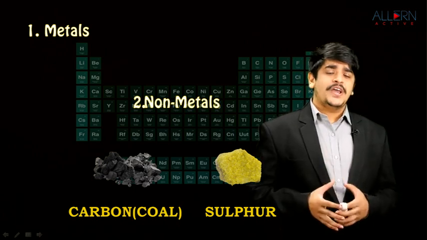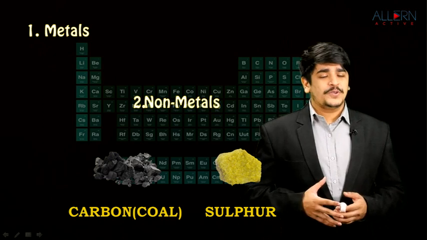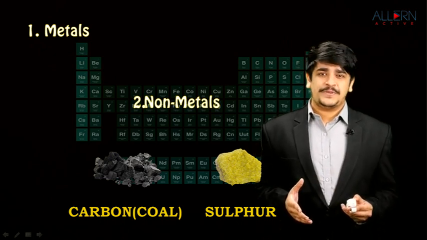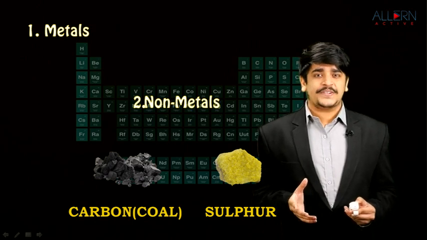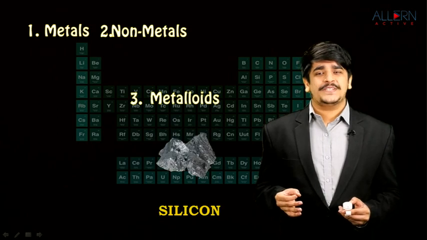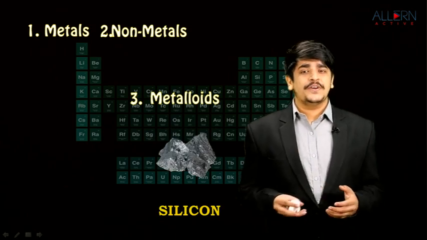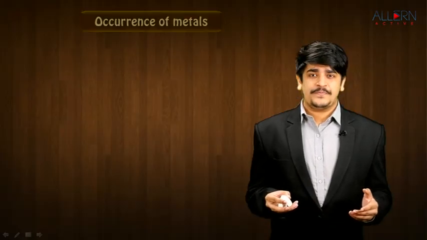Apart from that, I have the yellow colored powder called sulfur, which is also classified as a non-metal. And if metals and non-metals are your first and second category respectively, the third and the final one is going to be the presence of a metalloid. And here, silicon happens to be a perfect example for the same.